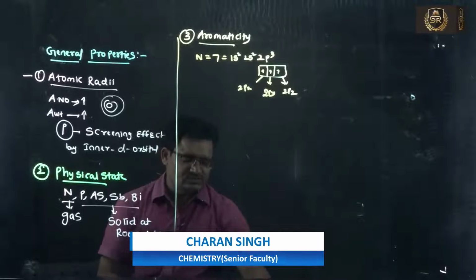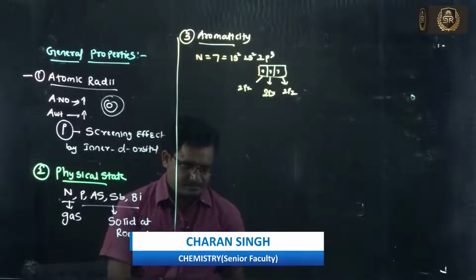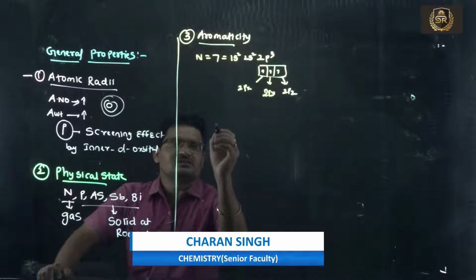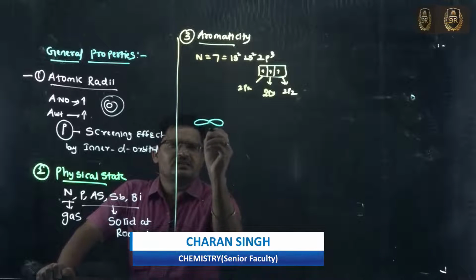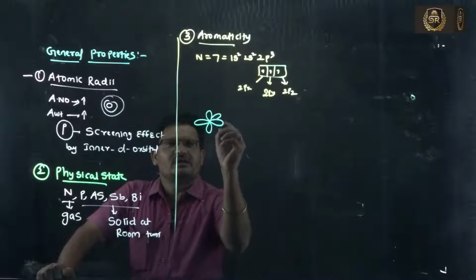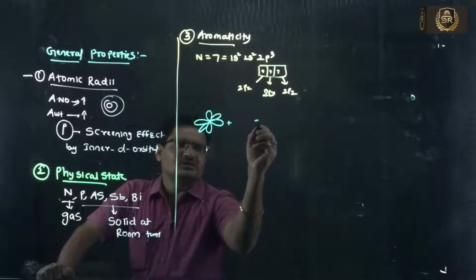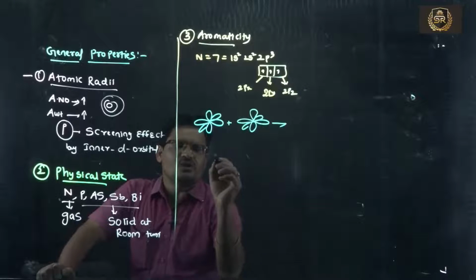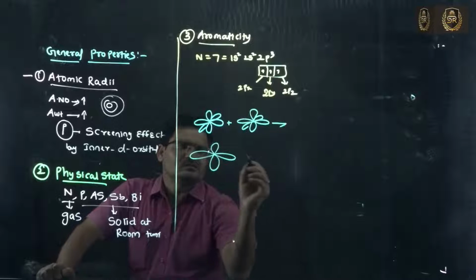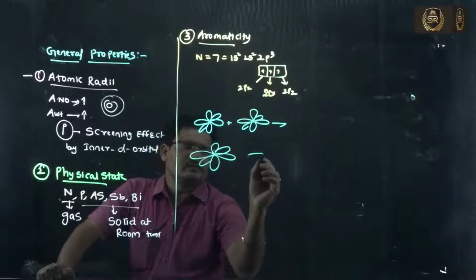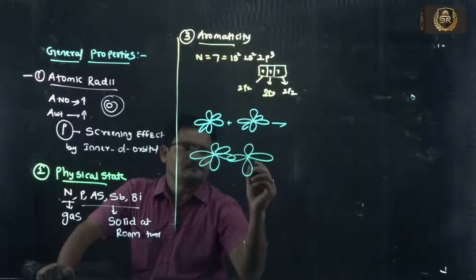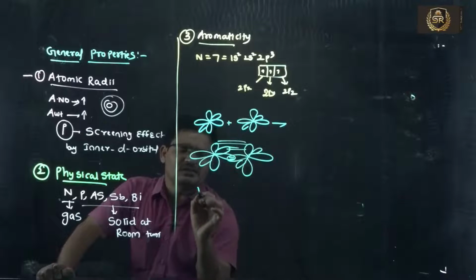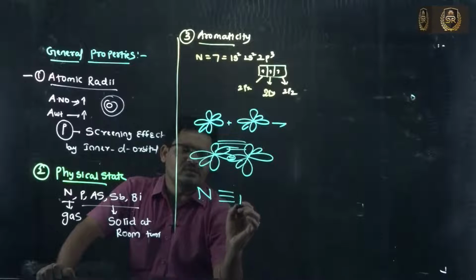So there are 2 nitrogens. This is 1 nitrogen with pz, py, px, and another nitrogen with py, pz, px. These 2 overlap and the bond is formed like this. So this is sigma, the others are pi, that's why nitrogen contains a triple bond.